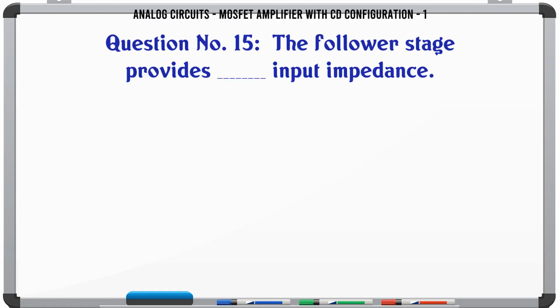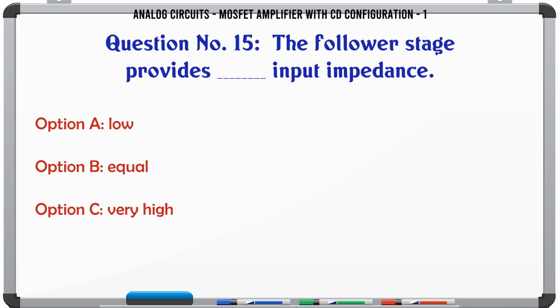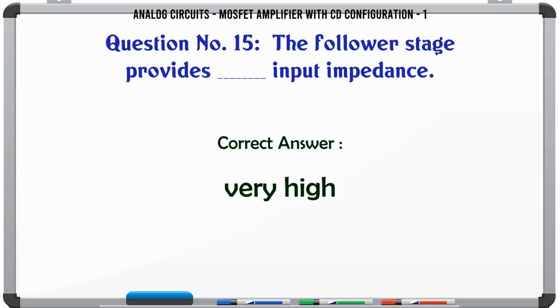The follower stage provides input impedance A low, B equal, C very high, D very low. The correct answer is very high.